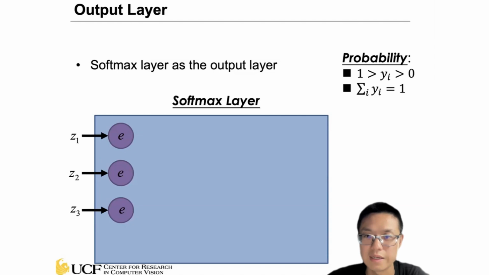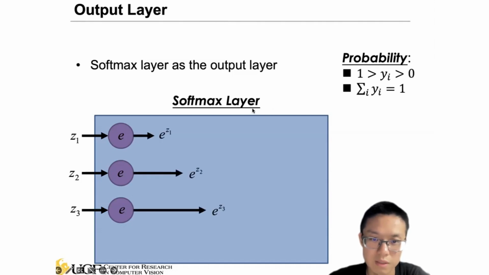If we have the highest probability for one particular neuron as output, then we can probably consider that to be the class we want. To achieve this, we can use the softmax layer. It's very simple.